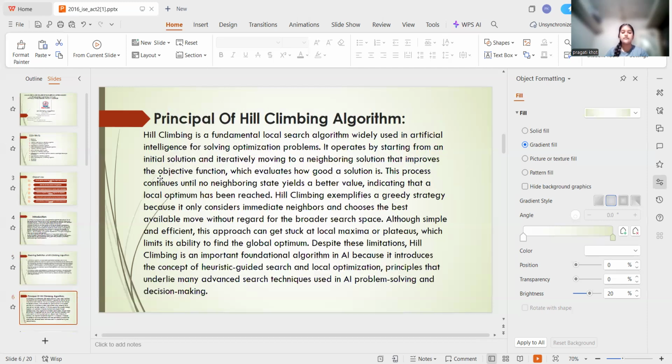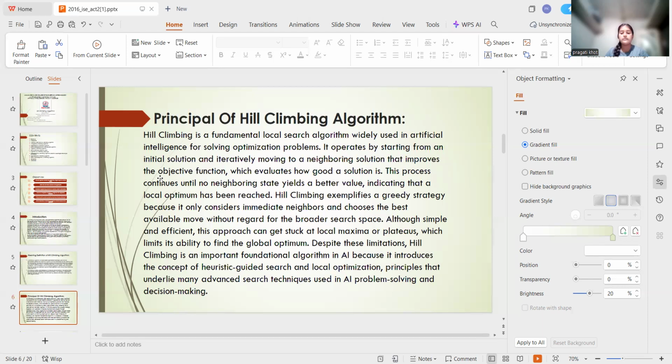The next slide is the principle of the hill climbing algorithm. It is a fundamental local search algorithm and is widely used in AI to solve optimization problems. It operates by starting from an initial solution and iteratively moving to a neighboring solution to improve the objective function, and evaluating how good a solution is.